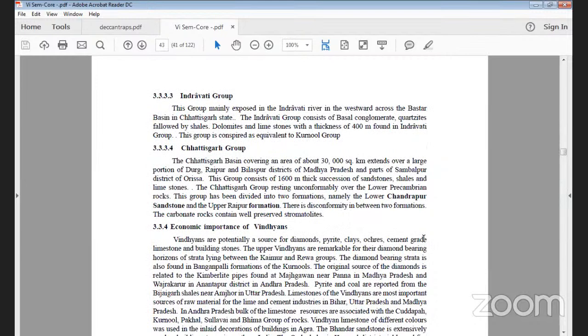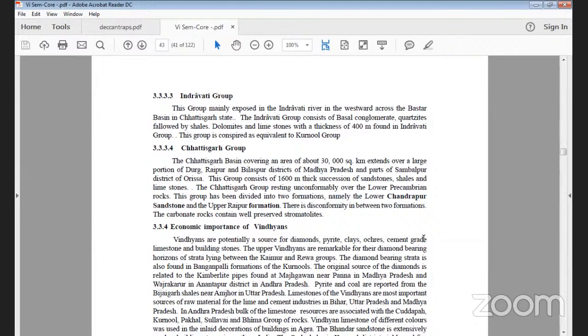Yes, two more equivalents: one is the Indravati group, the second is the Chhattisgarh group. This group is mainly exposed along the Indravati River in the west, across the Bastar Basin in Chhattisgarh state. The Indravati group consists of basal conglomerate and quartzite, followed by shales, dolomite and limestones, with a thickness of around 400 meters.